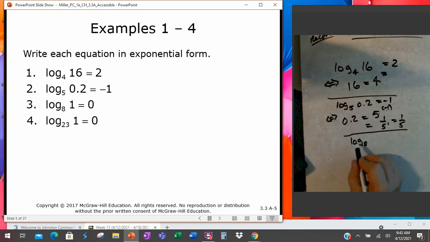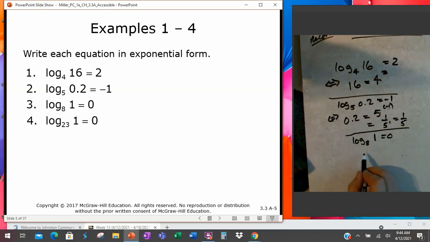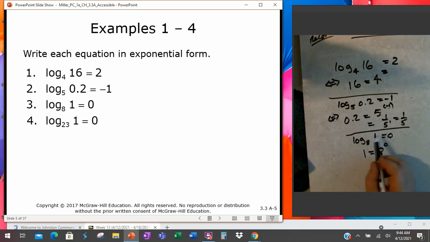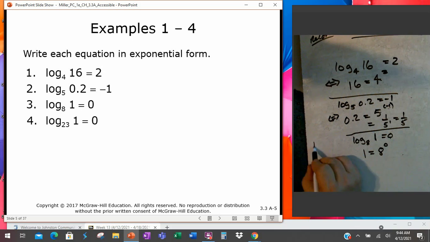Log base 8 of 1 is equal to 0, and this is going to be a general thing. I want to represent 1 as a power of 8, and the only way I get this is with an exponent of 0. The log of 1 to any base is going to be equal to 0. We'll see this later on as a property: for any base, if I take the log of 1, that's going to be equal to 0, because 1 equals b to some power, and for any base that power is 0.